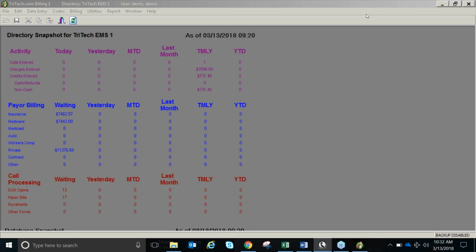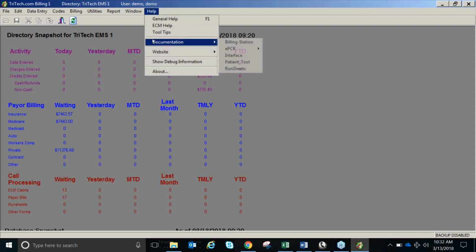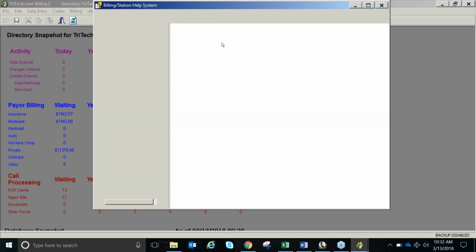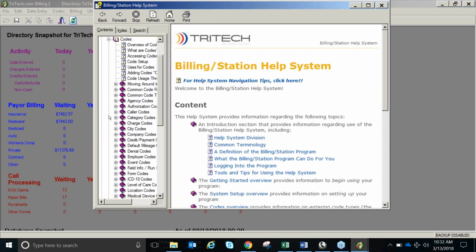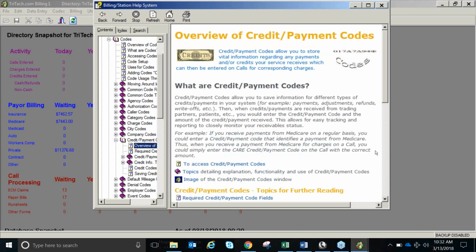Today, we are going to talk about credit codes. So with the credit codes, the first place I want to go is to the help system. As a reminder, under help, documentation, and then billing station, you can find out a lot of information about our billing program. This is where our online manual lives. If we go to the codes section and we come down to the credit/payment codes, here we can find an overview of what credit codes really are.